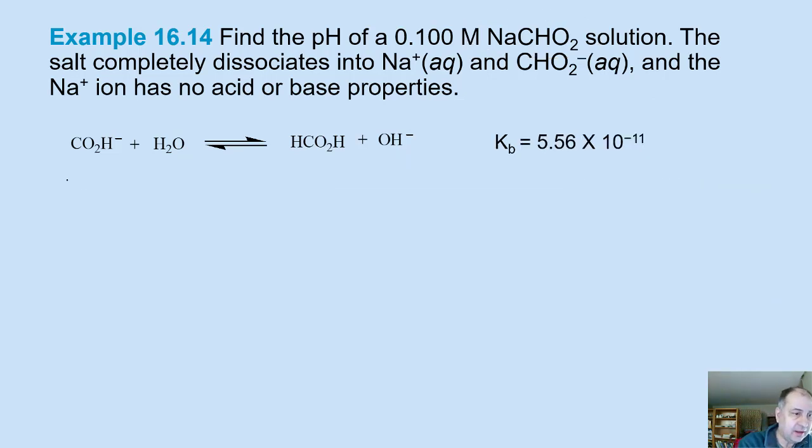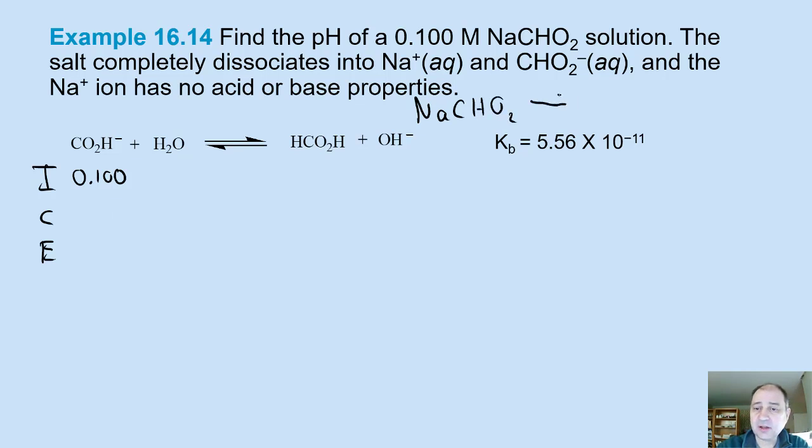We can say that we had a 0.100 molar solution of formate. Why do we have that? Why does that not shift? Well, because sodium formate is a soluble ionic solid. There's no equilibrium here. Everything's going to break into sodium and formate. So we have 0.100.